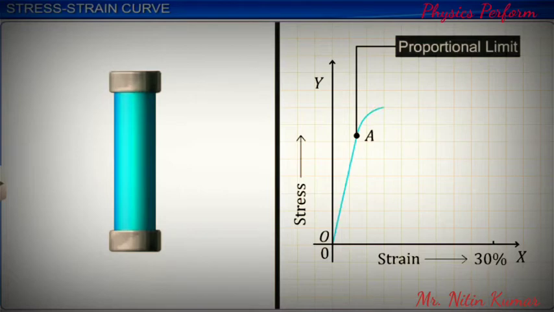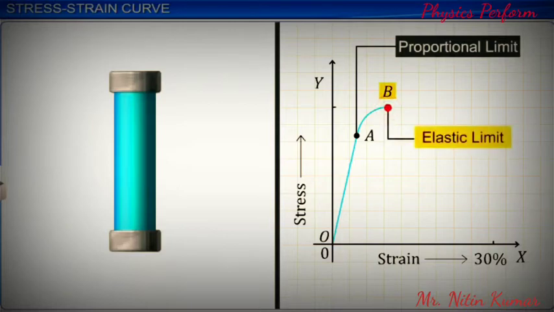Point B on the graph is called the elastic limit. The stress corresponding to elastic limit is the maximum stress the substance can withstand without any residual strain when the load is removed. Beyond the elastic limit B, the strain increases at a faster rate than stress, shown on the graph between points B and D.